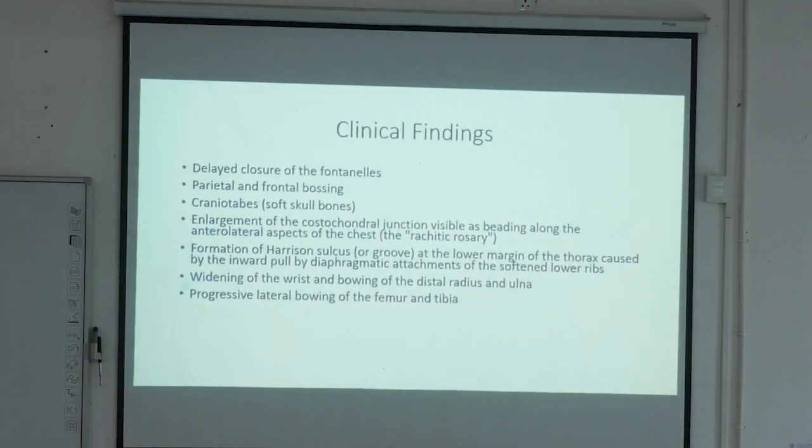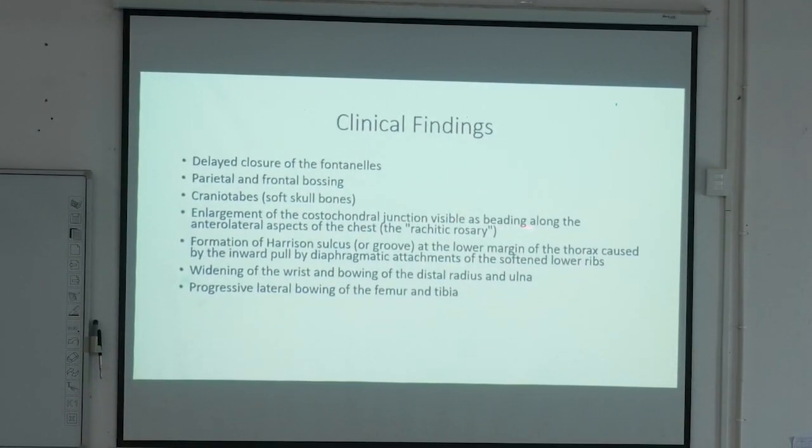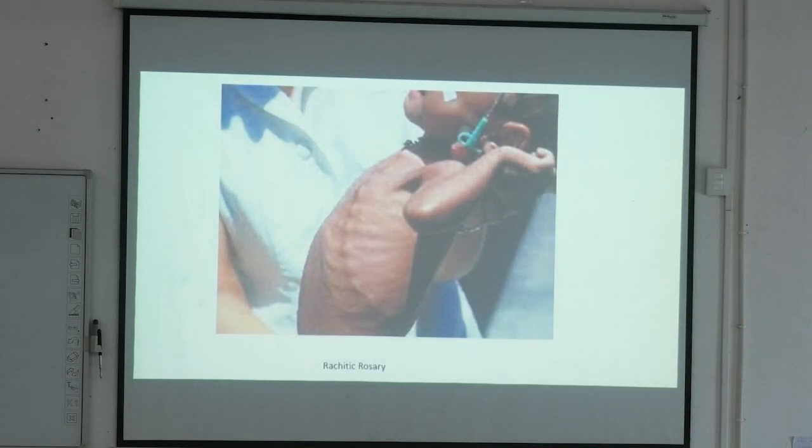Now, for MCQ purposes, what is the first clinical finding of vitamin D deficiency in rickets? You should answer craniotabes. Craniotabes is the most important and first clinical finding in children with vitamin D deficiency, though it is mentioned third here. Now, enlargement of the costochondral junctions is visible as beading along the anterolateral side of the chest, like a rosary. I will show the picture of the rosary, so go there and see the rosary.